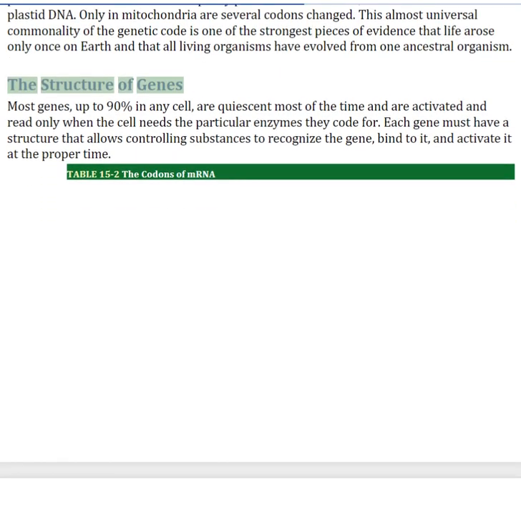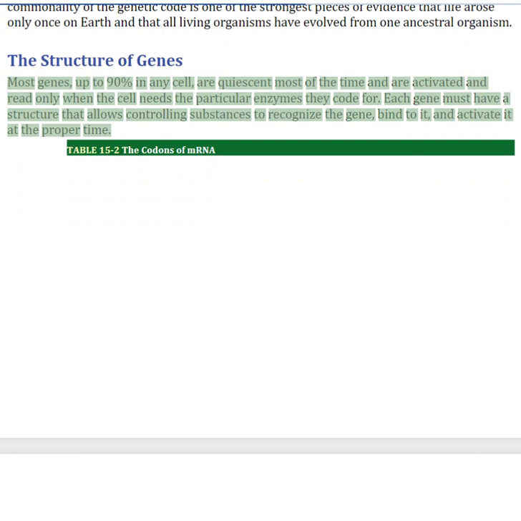The structure of genes. Most genes, up to 90% in any cell, are quiescent most of the time and are activated and read only when the cell needs the particular enzymes they code for. Each gene must have a structure that allows controlling substances to recognize the gene, bind to it, and activate it at the proper time.